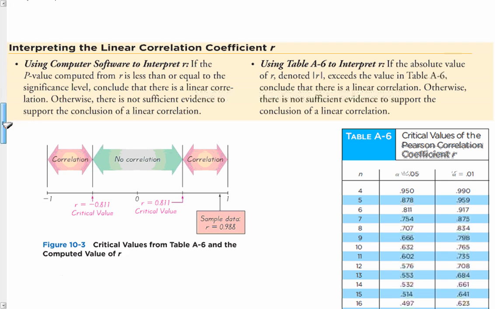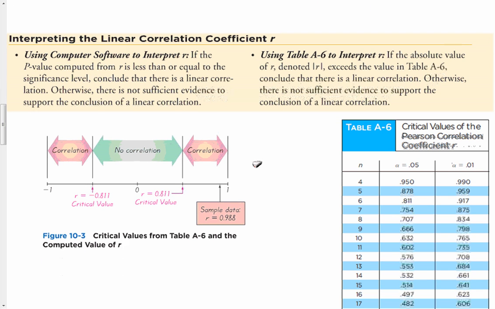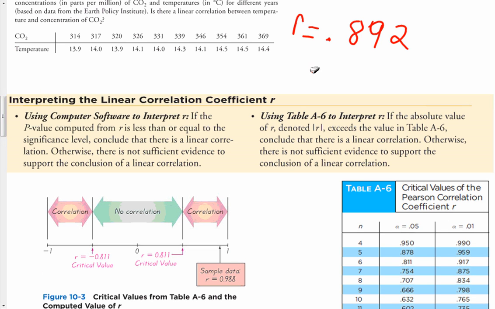Table A6. We're either going to use table A6 to interpret R, and if the absolute value of R, denoted this way, exceeds the value in table A6, conclude that there is a linear relationship. Otherwise, there is not sufficient evidence to support the conclusion of a linear relationship. So we're going to take our value of R and use table A6. N is the number of matched pairs. The number of matched pairs is 10. We have 1, 2, 3, 4, 5, 6, 7, 8, 9, 10 ordered pairs.